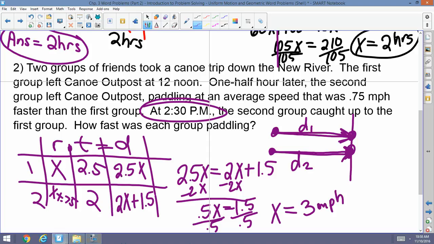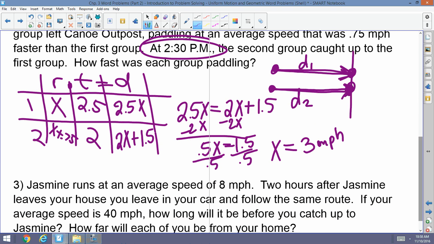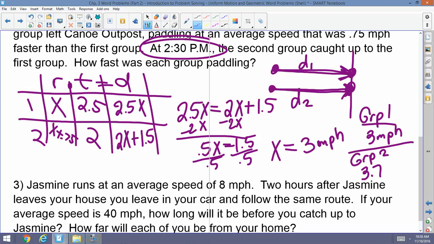But what are we looking for here? How fast was each group traveling? So group 1 was 3 miles per hour. And then group 2 was 3.75 miles per hour.